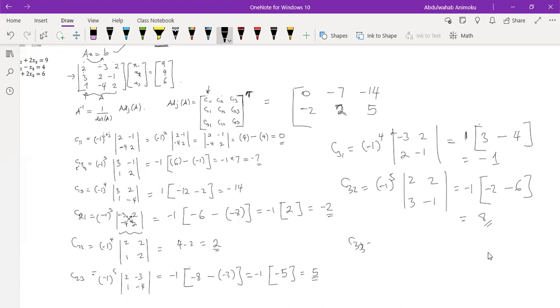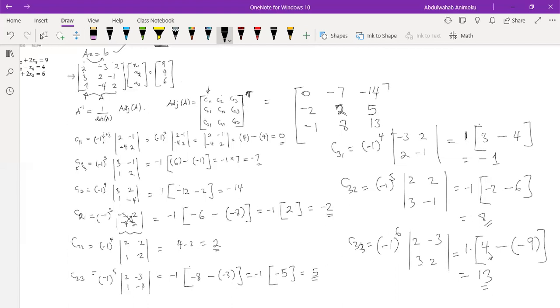Then C33, this is the last one, minus 1 raised to the power 6. Then let's find the determinant. So the third column, the third row, that will give us 2, minus 3, 3, 2. So this will be 1 times 2 times 2, that is 4, minus 3 times minus 3, that's minus 9. So this gives us 4 plus 9, which is 13. So now we can complete the third row of this matrix, which is minus 1, 8, 13.